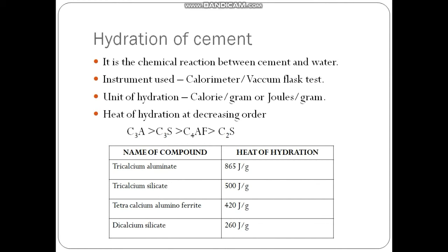Hydration of cement. What is meant by hydration of cement? It is the chemical reaction between the cement and the water. The instrument used is a calorimeter and vacuum flask test. The unit of heat of hydration is calories per gram or joules per gram.